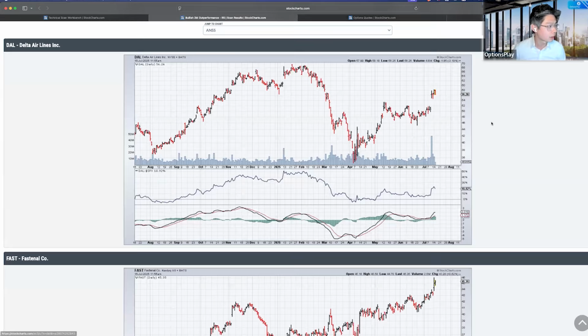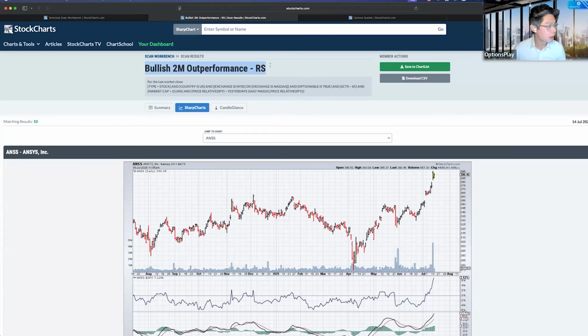So here's a scan that I ran. This is my 2-month outperformance scan. I'm looking for stocks that have outperformed the S&P 500 for the last 2 months. And these are kind of the starting points of some of the best trades that I have found in the last 9 months. And what I love about StockCharts is that I'm not just getting a list, right?